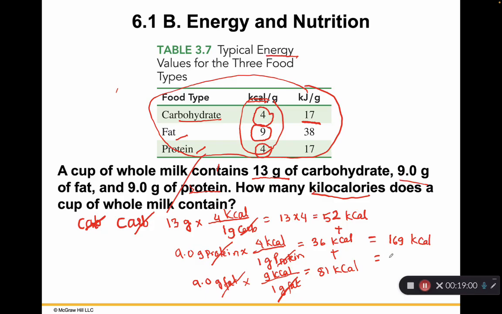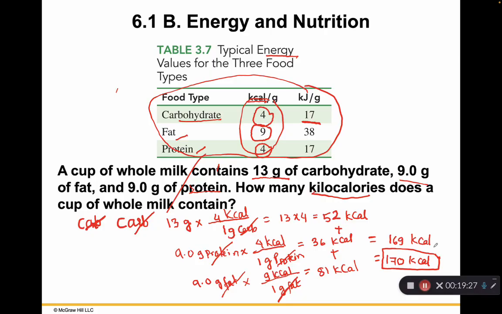Now you can see 13 is 2 sig figs, 9 is 1 sig fig, 9 is 1 sig fig. So I want to report this answer in the right sig figs. So I write 170 kilocalories in 2 significant figures. So the final answer is 170 kilocalories are present in 1 cup of whole milk.